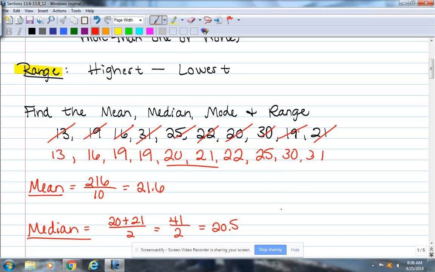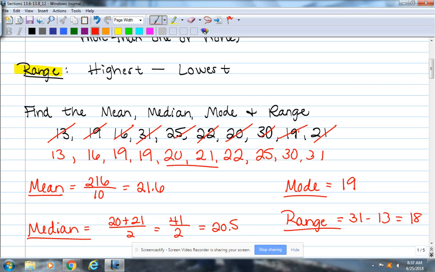All right, let's find the mode. What does mode mean? The one you see the most often. Do we have one that is repeated? 19. It's the only one that's repeated, right? So the mode is 19. And the last is the range. What does range mean? Highest minus lowest. So 31 minus 13 equals what? 18.